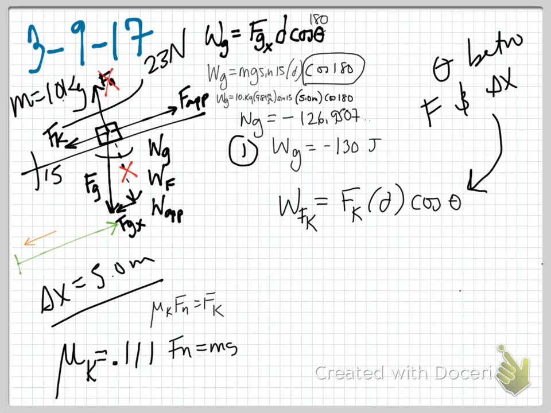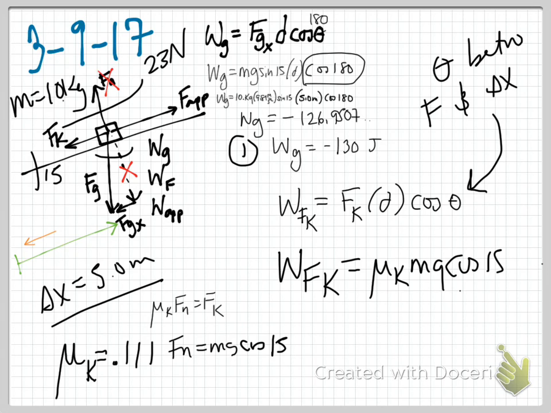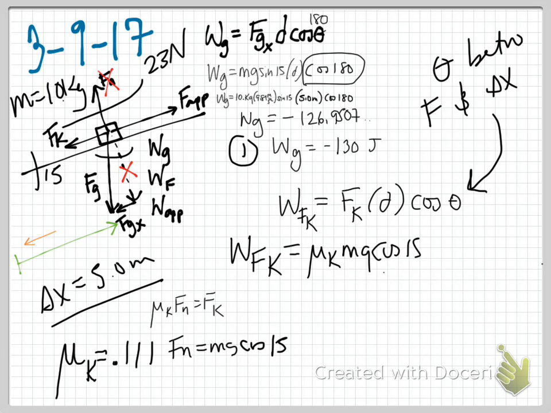Oh yeah, I'm sorry. Yeah, mg cosine of 15. Yes, my apologies. So what we have is that the work done by the force of kinetic friction is equal to mu k mg cosine 15. That's a mouthful. Times distance times cosine of 180.